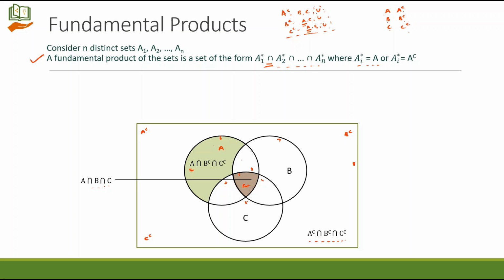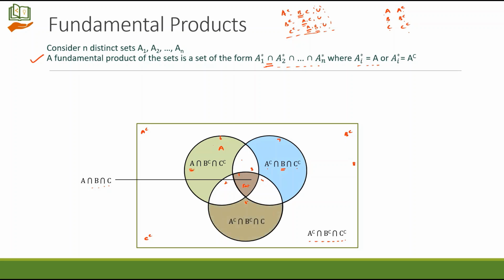All the intersection parts are excluded and only the A part is considered here. If you take this shape, this is A intersection B complement intersection C complement. Similarly, the next shaded region is, we have B here. A's complement is available in B, C's complement is available in B. So this region is A's complement intersection B intersection C's complement.